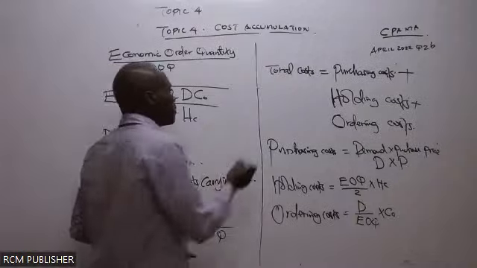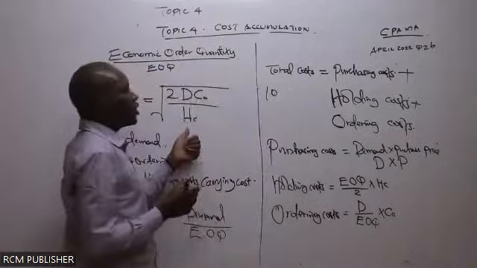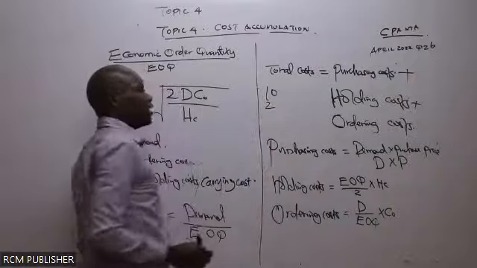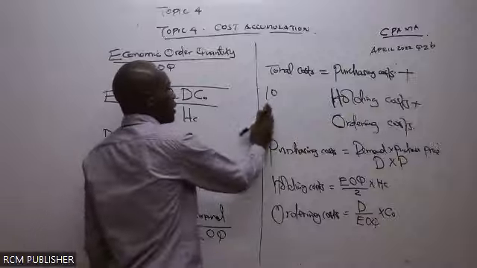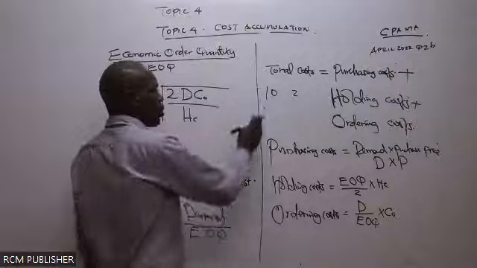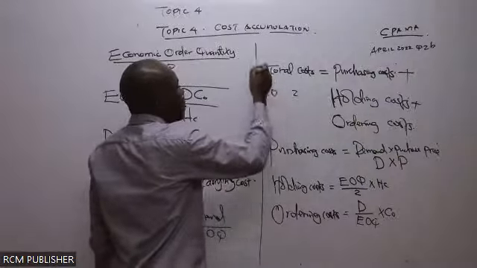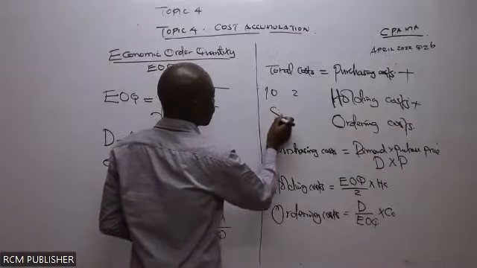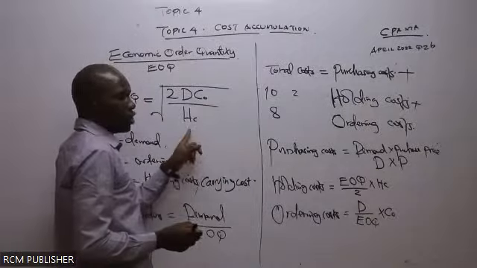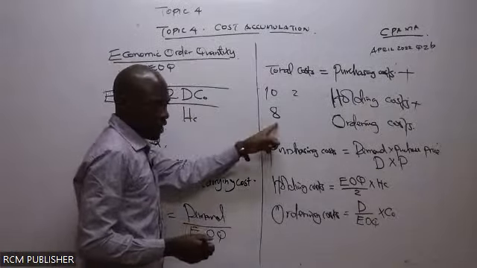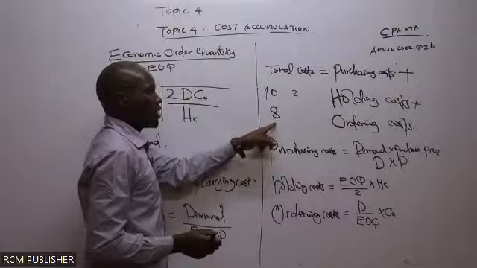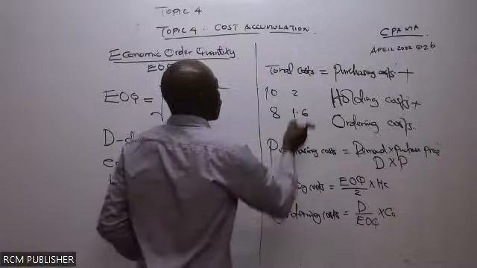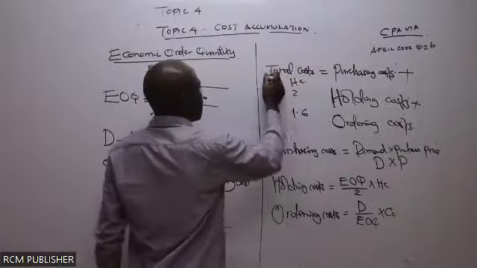So anytime the purchase price is 10, our holding cost is 20% of 10, which is 2. When the purchase price is now lowered because you are going to buy in bulk and the price has been reduced, then we are going to have a price of 8. What will be our holding cost? 20% of 8, which means you are going to have 1.6. So the moment the purchase price changes, the holding cost changes.